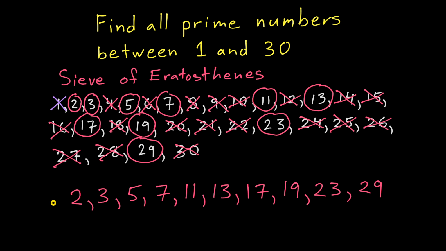So there you have it. Now you know what a prime number is, and now you have an algorithm for how to find them.